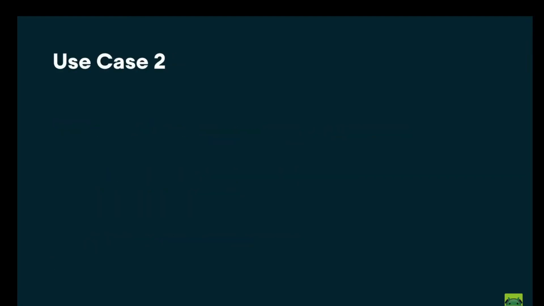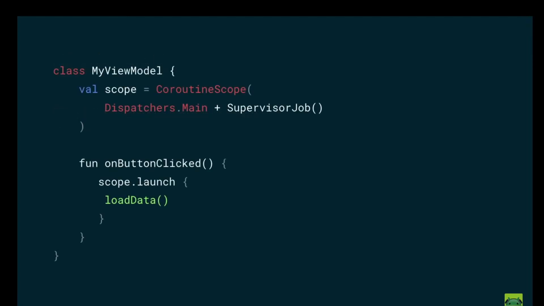The second use case is more complicated, and it's for tests that trigger new coroutines. So for example, we have my view model, and we want to test onButtonClicked. OnButtonClicked is triggering a new computation, is triggering a new coroutine calling launch.